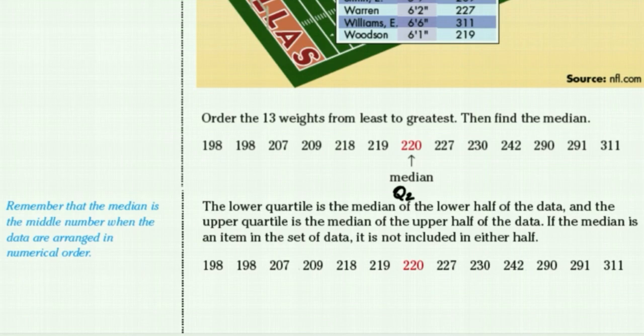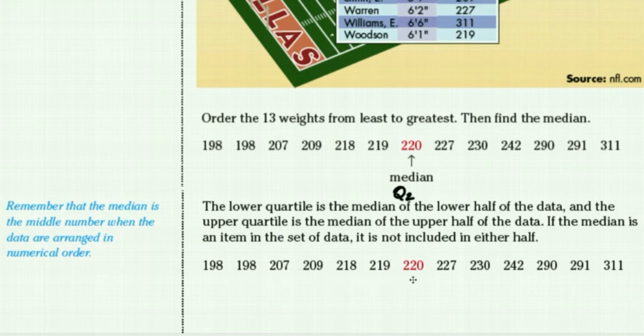In order to find Q1, we get the lower half, which is 1, 2, 3, 4, 5, 6. If you notice, it says here, if the median is an item in the set of data, it is not included in either half. That means if 220 is one of the data that we have, then we will not include 220 in the lower half.